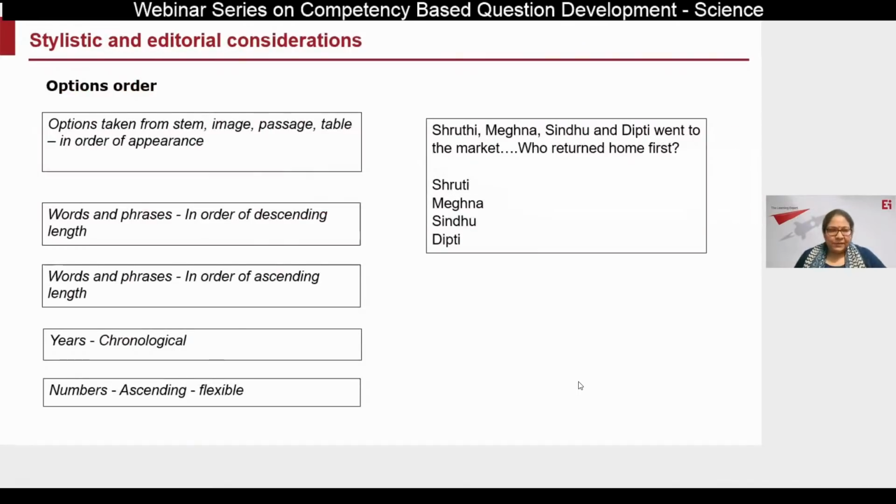Okay, option order, I think we've discussed. I've still put some additional things to be taken care of here. When you use years, they have to be in chronological order. When you use numbers, you use ascending. If you're checking numbers, maybe there is flexibility too. But generally, that helps in the way a student processes information and reads the question.